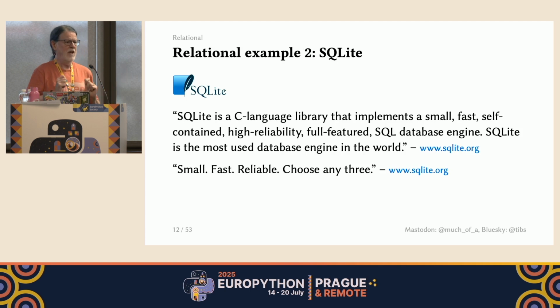My second example, though, is SQLite. Now, the author says he pronounces this SQLite, but he also says he doesn't care how anyone says it. So I tend to say SQLite because that's easier. This is a library, and I love this second quote here: small, fast, reliable. Choose any three.